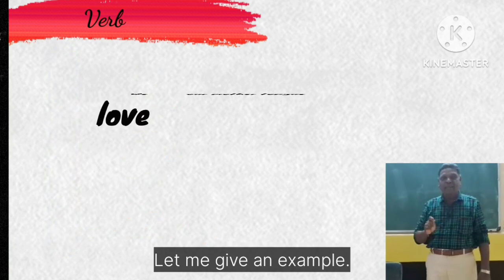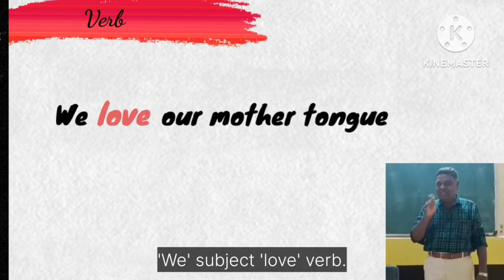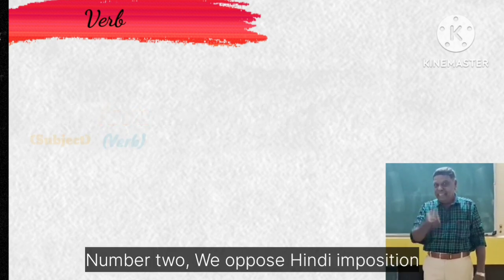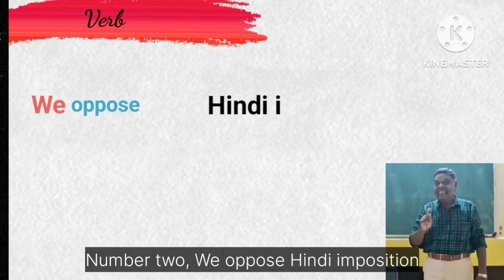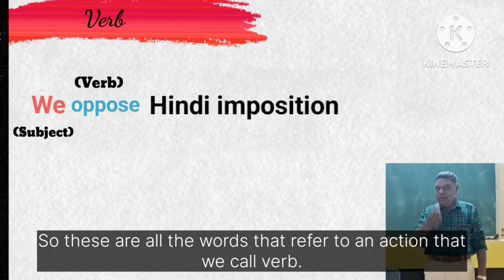Let me give an example. We love our mother tongue. We, subject, love, verb. Number two, we oppose the imposition. We, subject, oppose, verb. So these are all the words that refer to an action that we call verb.